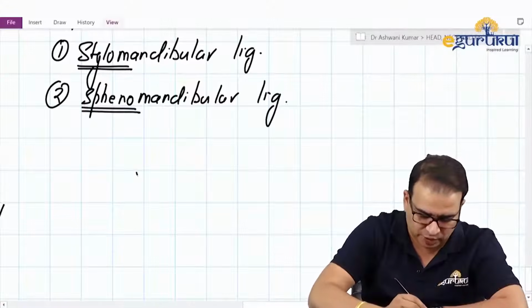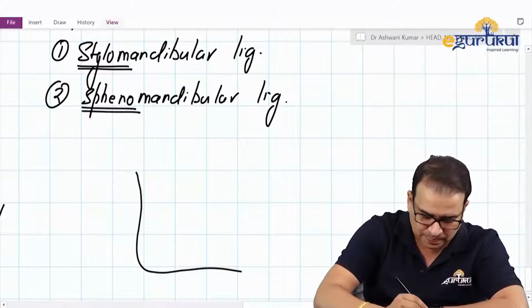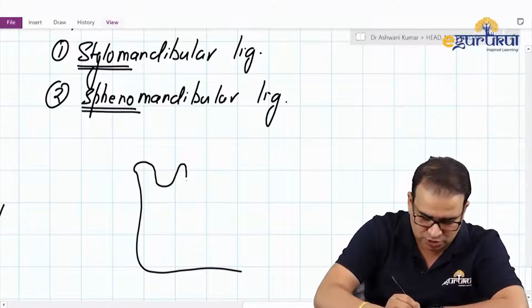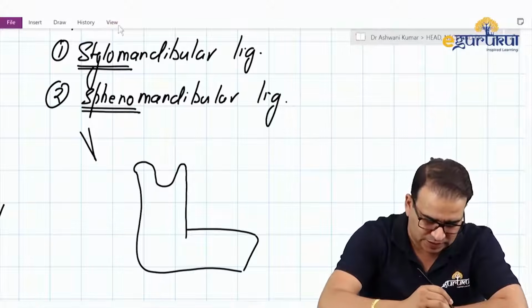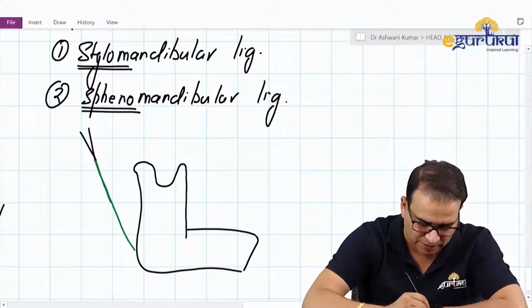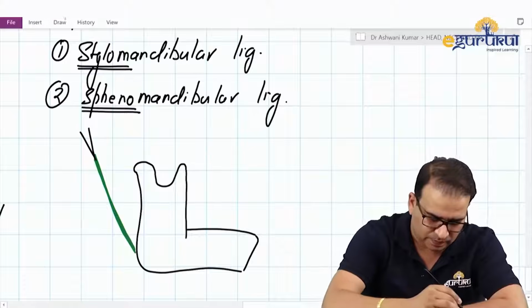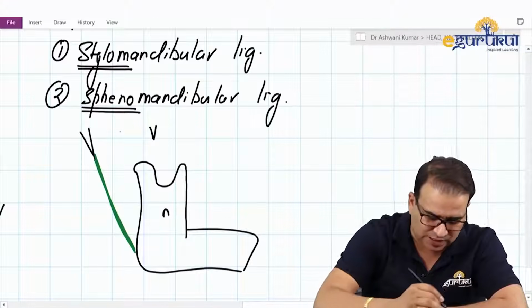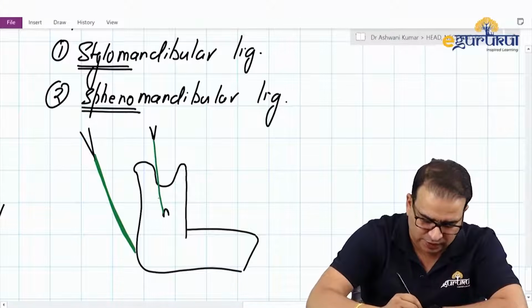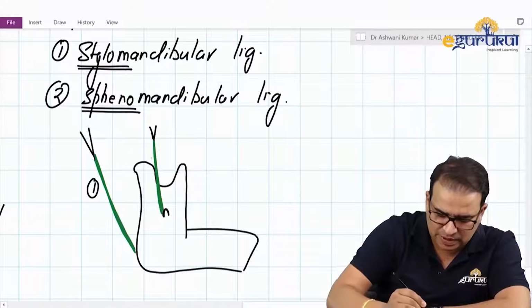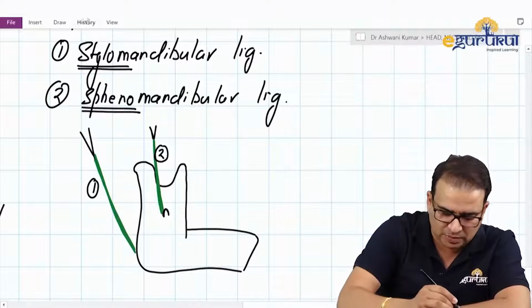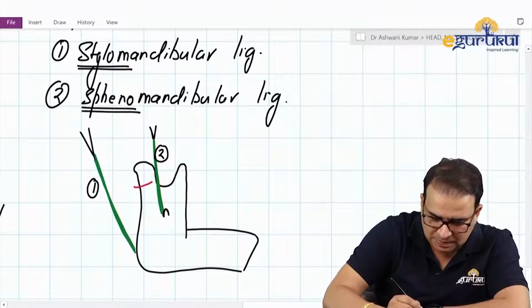If I also roughly draw it for you, that is the mandible here, the head of the mandible, the notch. If this here is the styloid process, there is a ligament from the styloid process to the angle of mandible. And if this is the spine of the sphenoid, there is a ligament extending to this tongue-like projection, that is the lingula. This is the sphenomandibular ligament. So this is number 1 in our list, that is stylomandibular. This is number 2, it is sphenomandibular. And as we already said, you will see the maxillary artery.